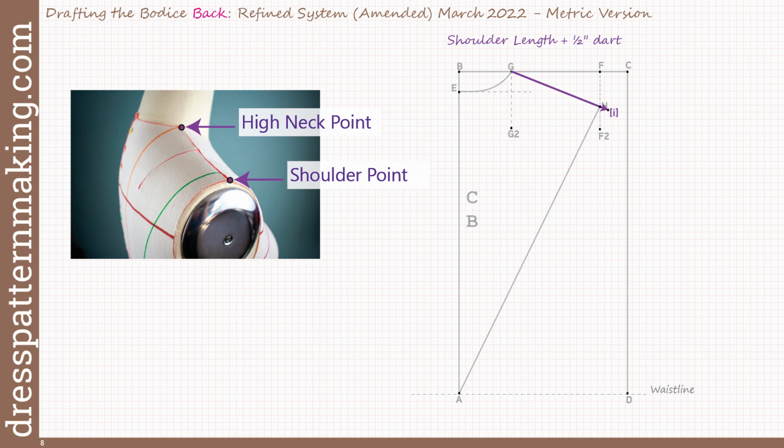I have actually put point I in brackets because the capital I looks like a 1 and the lowercase seems to get lost, so that's the only reason that it's there in brackets. Now mark the midway point on the shoulder line, so midway between point G and I, and mark that midpoint J.